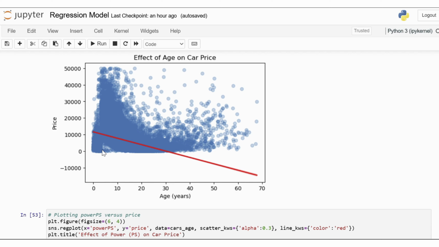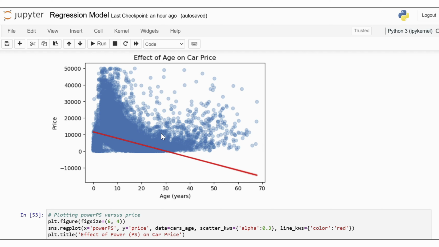The red line, which represents the linear regression, confirms the overall trend that car price decreases with age. The slope of the line is negative, reinforcing the inverse relationship between age and price. The plot shows that as cars age, their price tends to decrease. This is a common trend in the automotive market as newer cars depreciate over time.